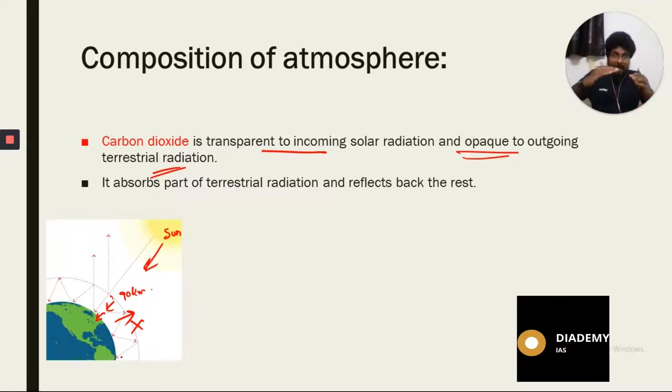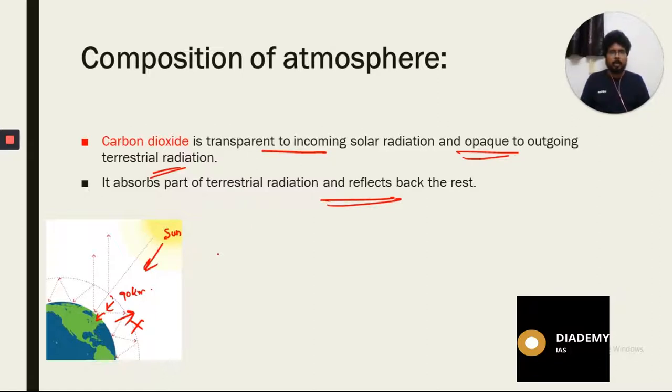So carbon dioxide is maintaining the temperature on the Earth by not allowing all the radiation coming into the Earth to go back into space. Carbon dioxide is doing that. It also absorbs part of the terrestrial radiation and reflects the rest. Okay.